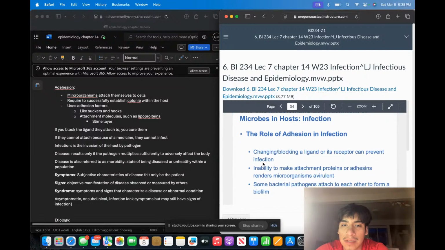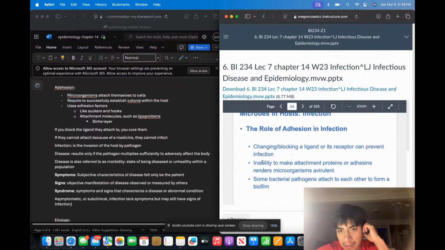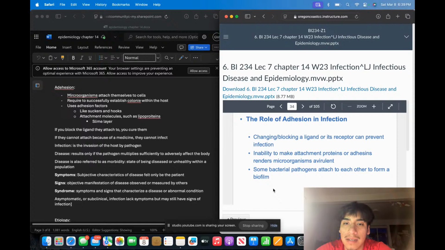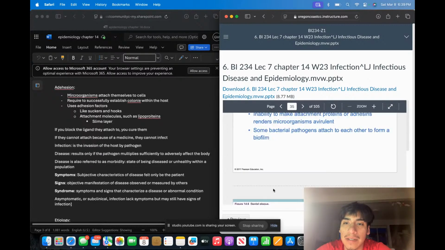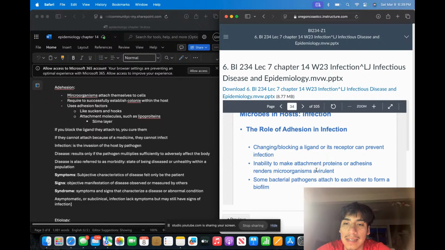Oh, so yeah, I actually already said this. Some bacterial pathogens attach to each other to form biofilm. So that's an example of a secondary role of adhesion: the forming of biofilms. Inability to attach viruses. Yeah. Avirulent is a good word to know. It can't infect.